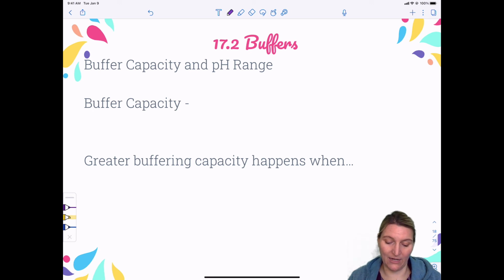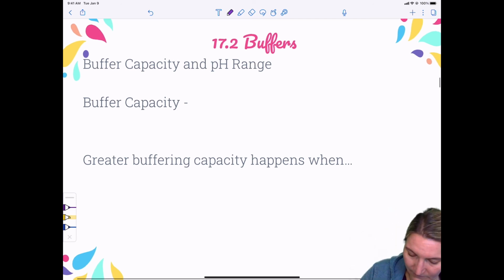The last topic that we're going to look at in this video is buffer capacity and pH range. What we said was that buffers help keep the pH steady, so that if I add a little bit of acid or a little bit of base, the pH will remain approximately the same. So there's an amount, and a little bit is a non-technical term, and we probably could find out exactly what that is. Buffer capacity is basically the amount of acid or base that can be neutralized before the pH begins to change appreciably.